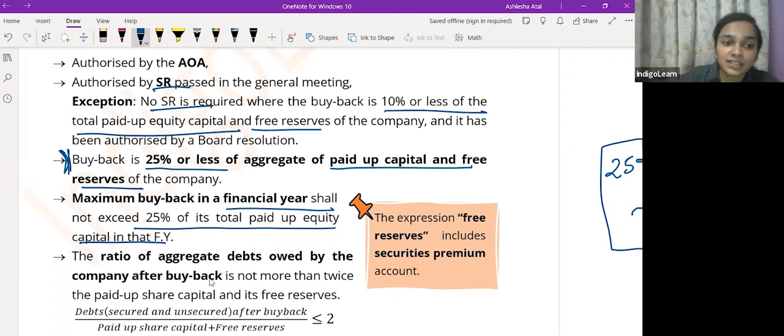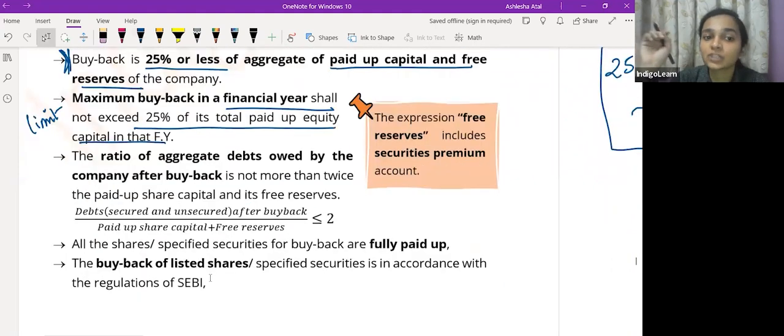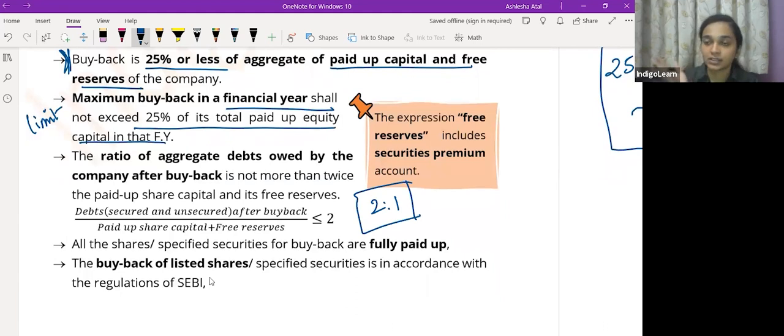However, this gives us a limit on the buyback which can be made. So the limit is in one financial year, the maximum buyback can be of up to 25% of the total paid up equity capital in that financial year. Utna buyback kar sakte hai. And the ratio of debt to equity should not go beyond twice. So basically, जो post buyback debt equity ratio होता है should not go beyond 2:1. 2:1 या उससे कम चलेगा, but should not go beyond 2:1.